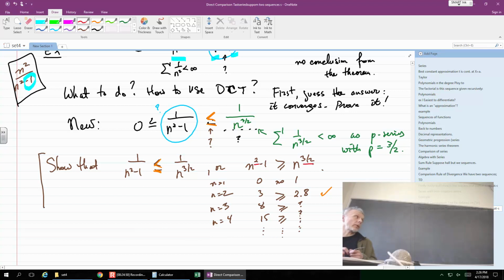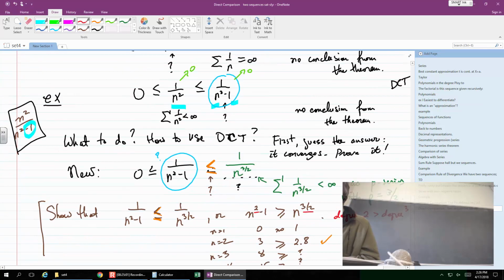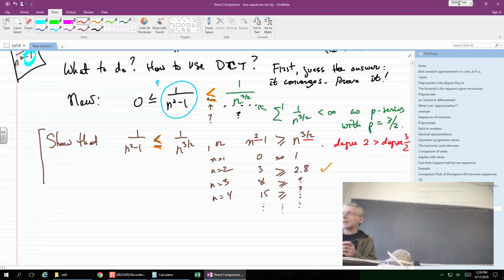We could just leave it as this, just saying that degree 2 is higher than degree 3/2. But just for completeness' sake, we want to make a little bit more of that. So how do you justify that degree 2 will eventually overcome a degree 3/2 function?